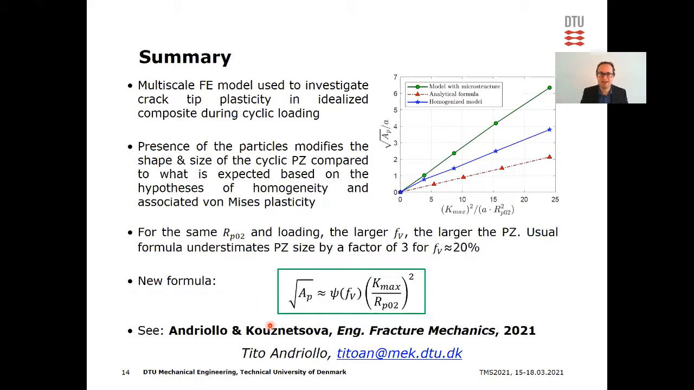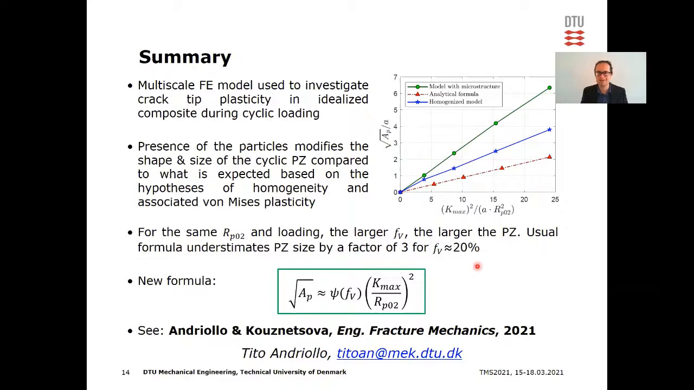So to summarize, in this work, we have used a multi-scale model to investigate crack tip plasticity in idealized composites during cyclic loading. And what we have seen is that the presence of the particles modified the shape and the size of the cyclic plastic zone compared to what we would expect based on the hypothesis of homogeneous material behavior and plasticity driven by the von Mises stress. And particularly, what we have seen is that for the same material yield stress and loading conditions, the material with a larger particle volume fraction also has a larger plastic zone.